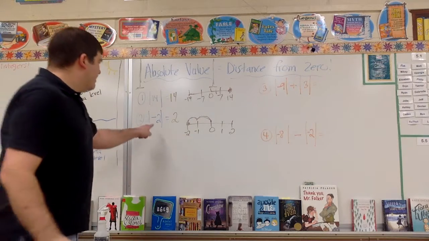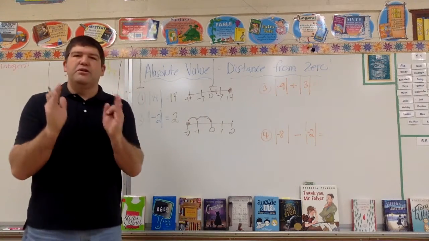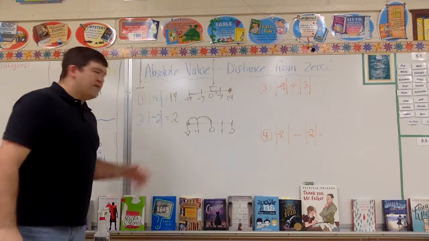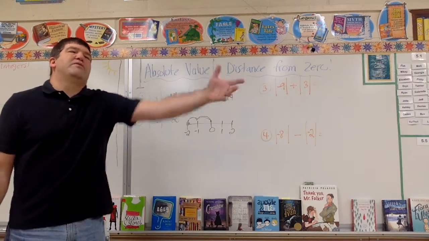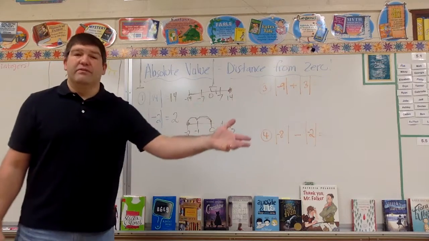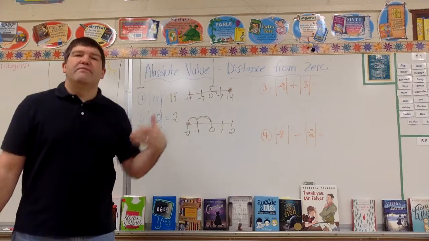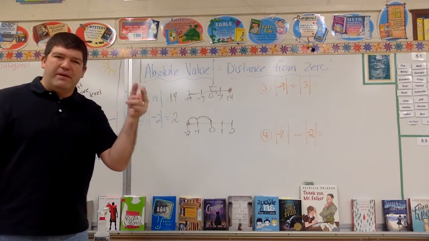Even though it's a -2, the absolute value from 0 to here is 2. So if I have -2, it means I spent $2. I gave 2 away. I lost 2. I burned $2. Somehow I got rid of $2. So that's how I could say what happened.